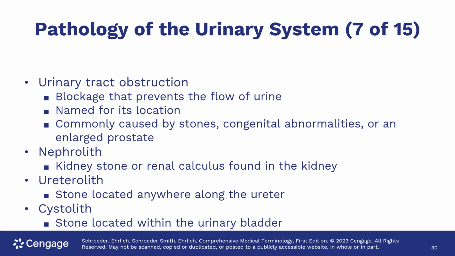A urinary tract blockage blocks the urine from coming out, and it's named for the location. They are usually stone, birth defects, or enlarged prostates in the older male. Nephrolith, as in the previous slide, is the kidney stone. Ureterolith is a stone in the ureter, and the cystolith is a stone in the bladder.